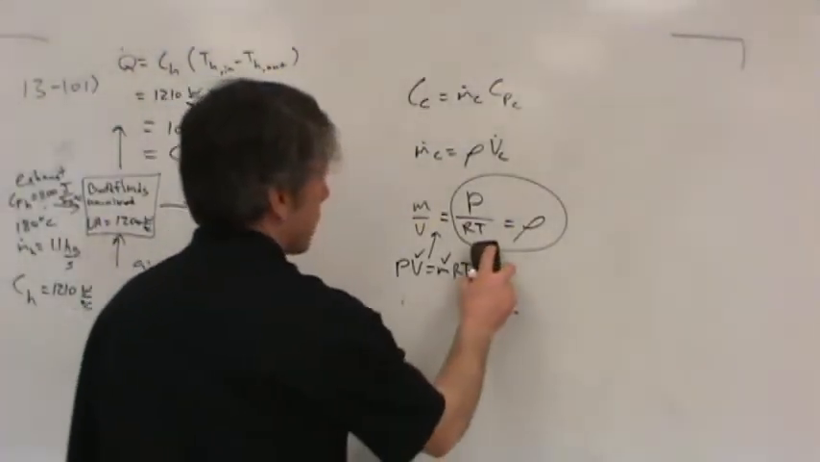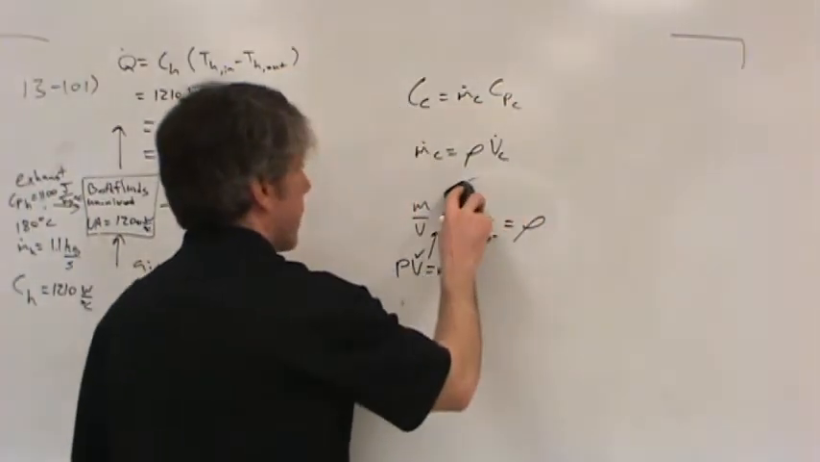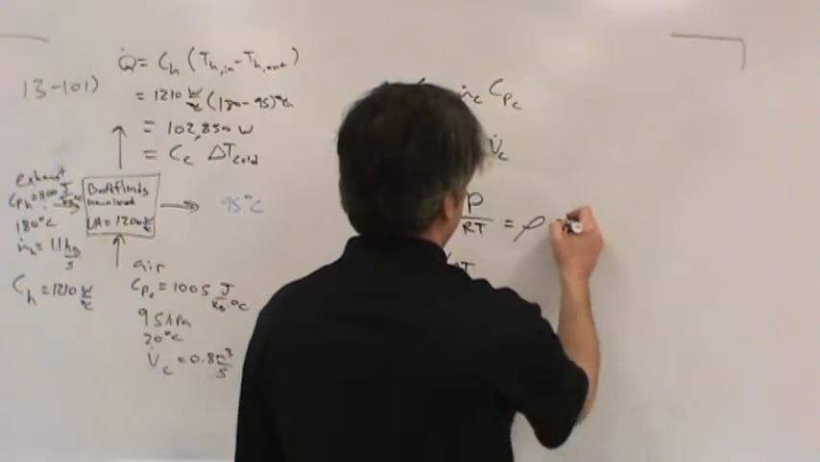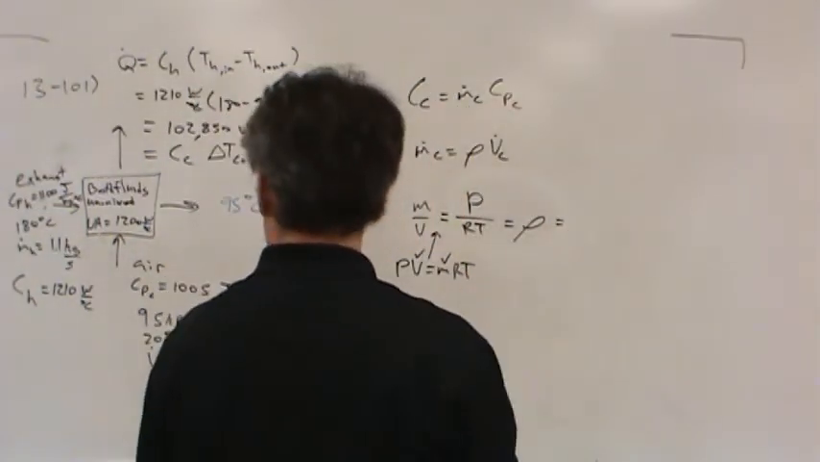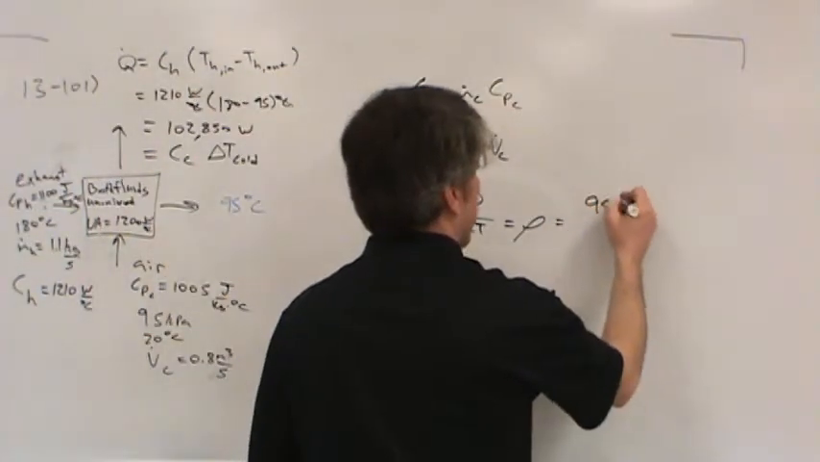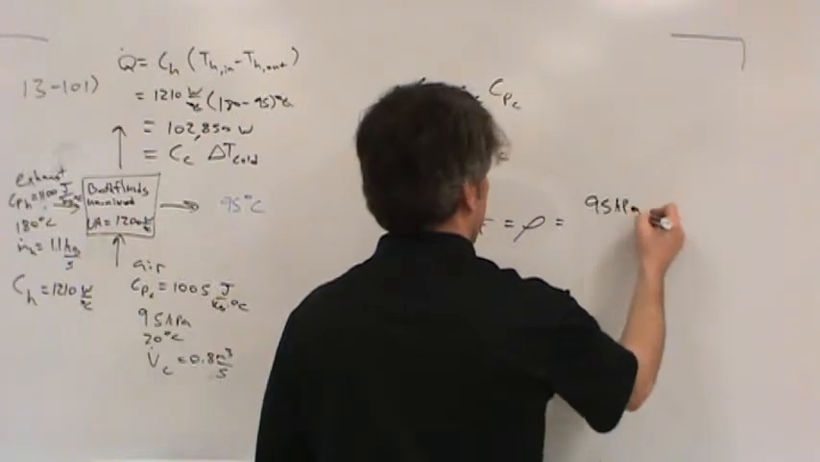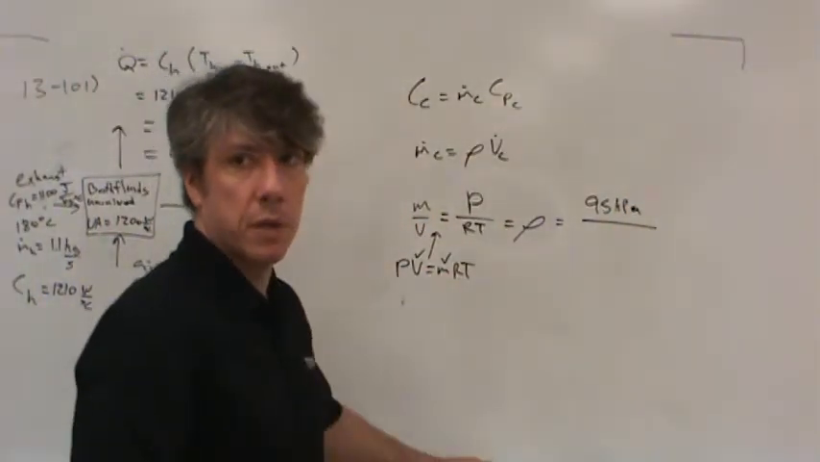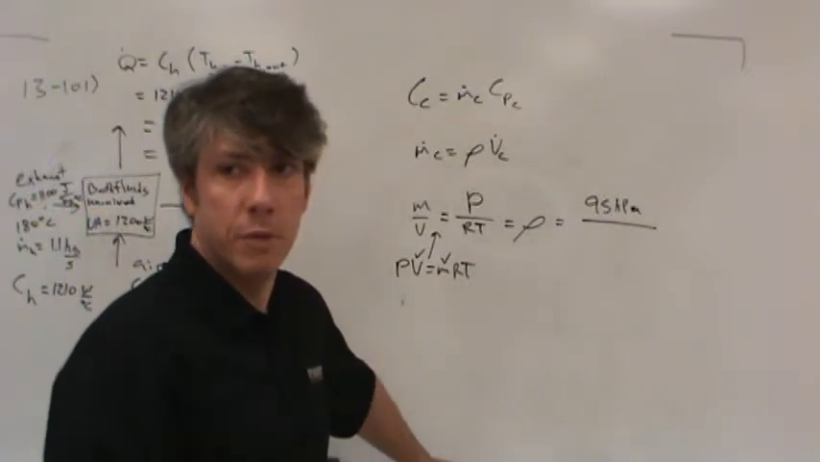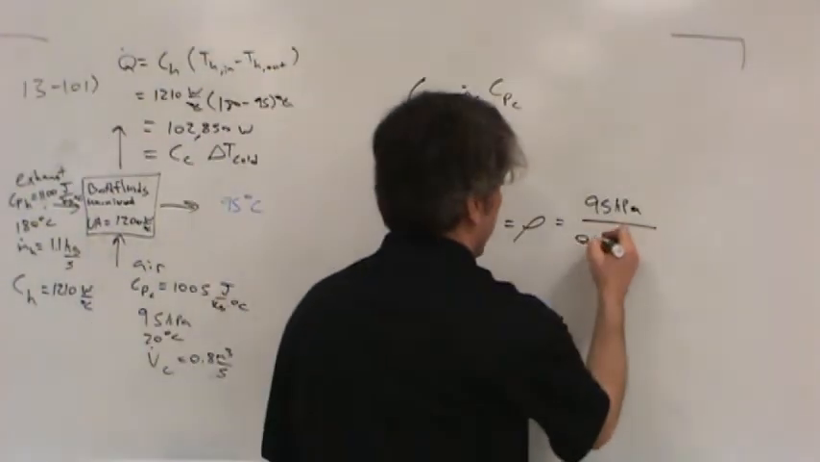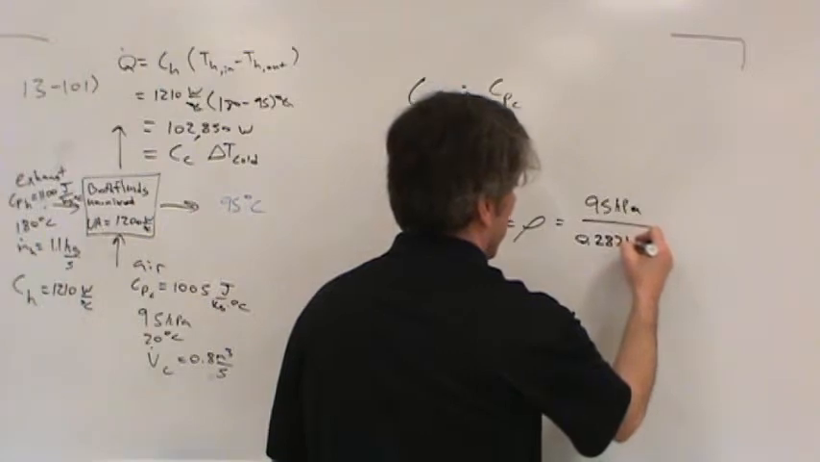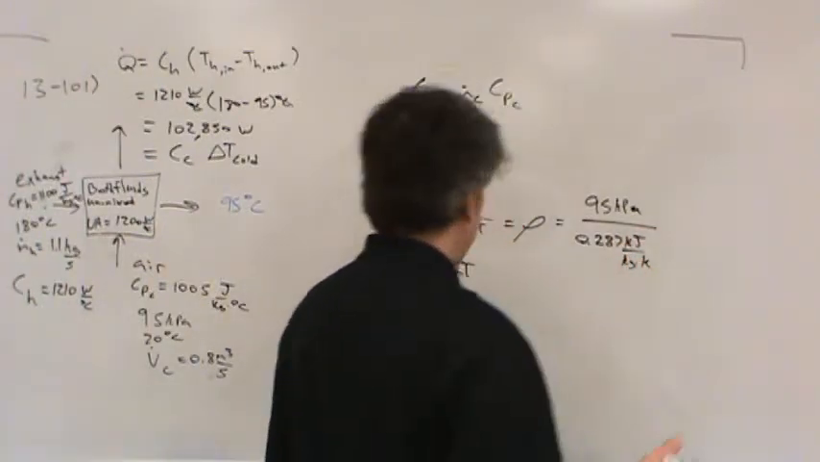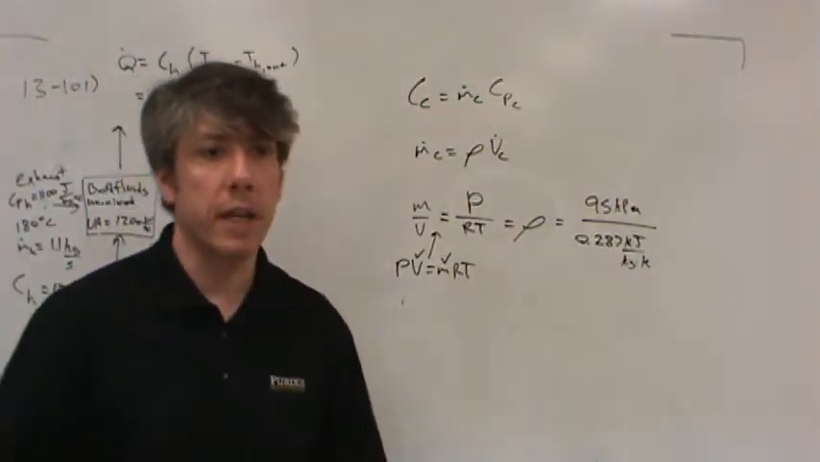So why don't we go ahead and just calculate the density of the incoming air, and then we can calculate the mass flow rate. So the pressure of the air is 95 kilopascals. The gas constant for air, does anyone have that memorized in metric units? Probably not, but you will before the end of the class. It's 0.287 kilojoules per kilogram per Kelvin. Assuming I have it memorized correctly, we may want to go and find out.